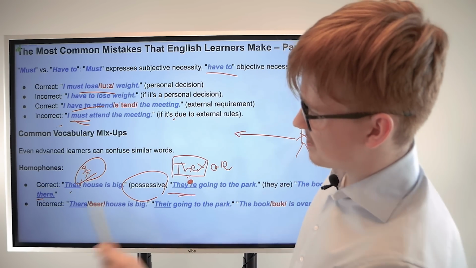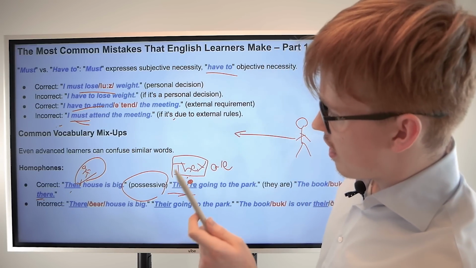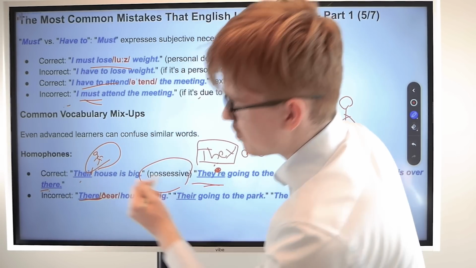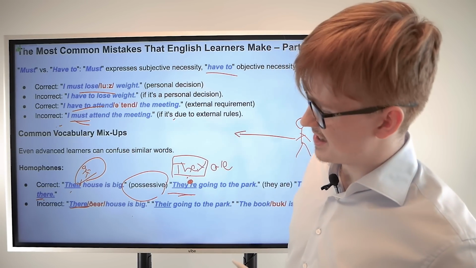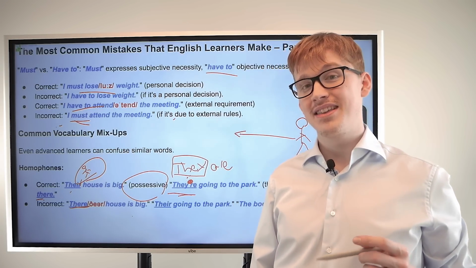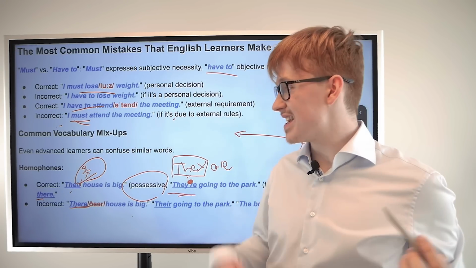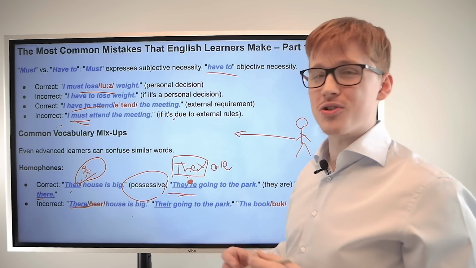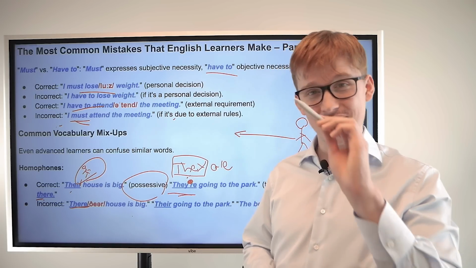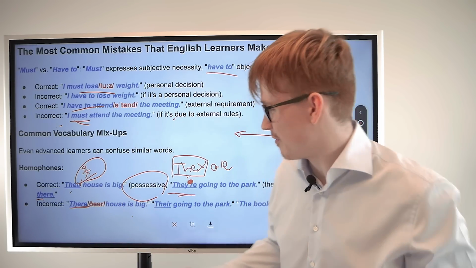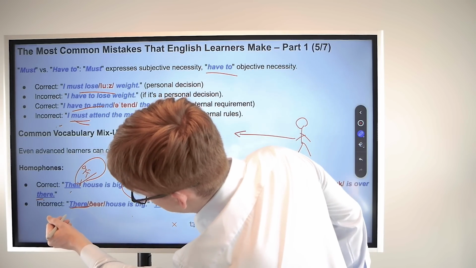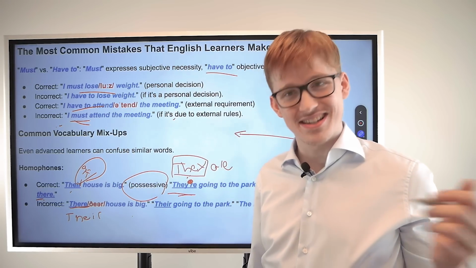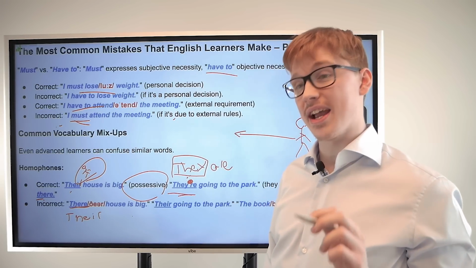Let's now have a look at some incorrect ones. So, there house is big. So, there. Do you remember what form of there this is? This is the T-H-E-R-E one. This is the pointing at something, right? So this isn't talking about a person's possessive thing. So, what should the person's possessive thing have? It should have the I, right, as our stick man that we have already established. So it should be their house is big. Their with the I.